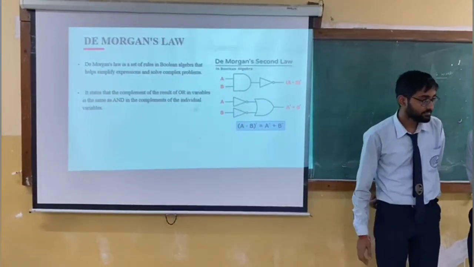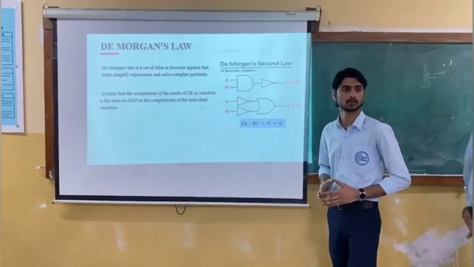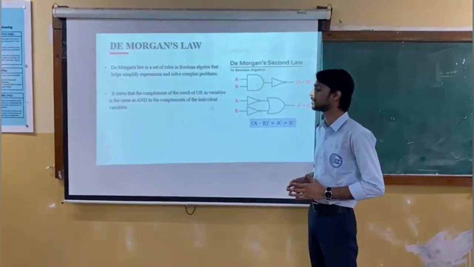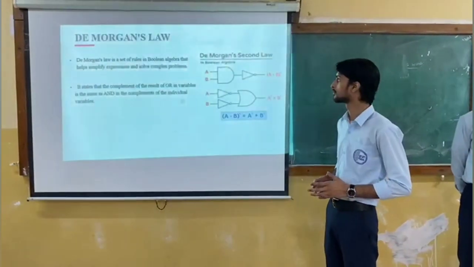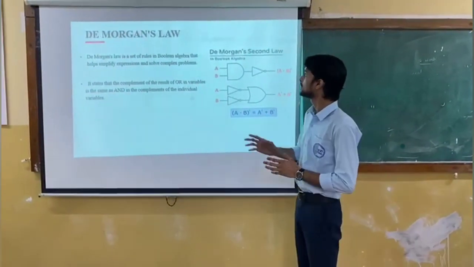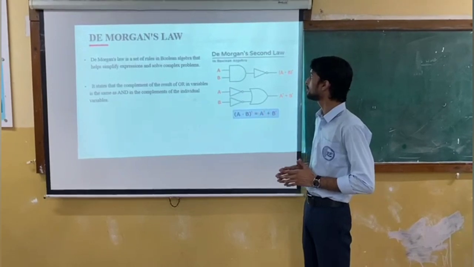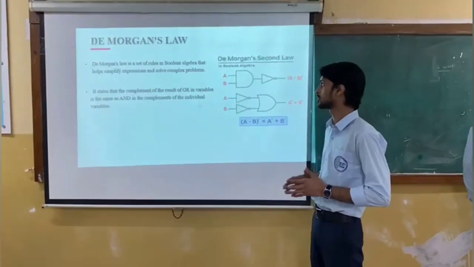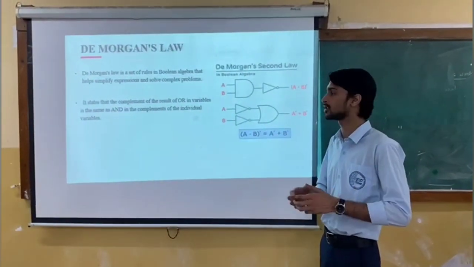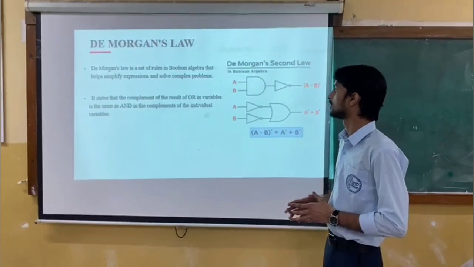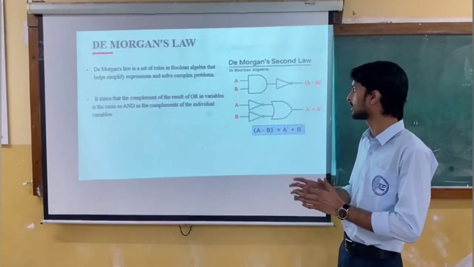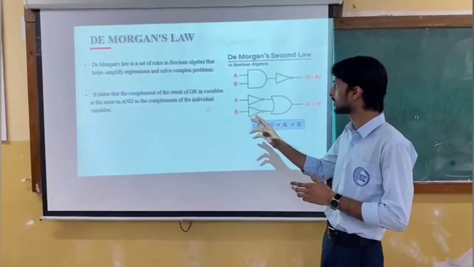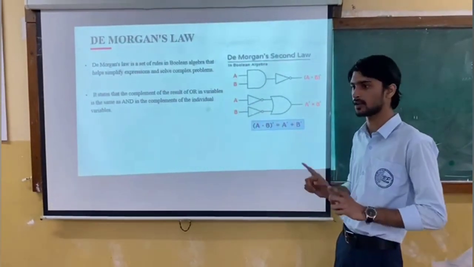Next. Good morning, ma'am. Moving further, the topic is laws of Boolean algebra. I will be explaining De Morgan's law. De Morgan's law is a set of rules in Boolean algebra that helps simplify expressions and solve complex circuit problems. It states that the complement of the resulting OR or AND gate is the same as the complements of the individual variables.